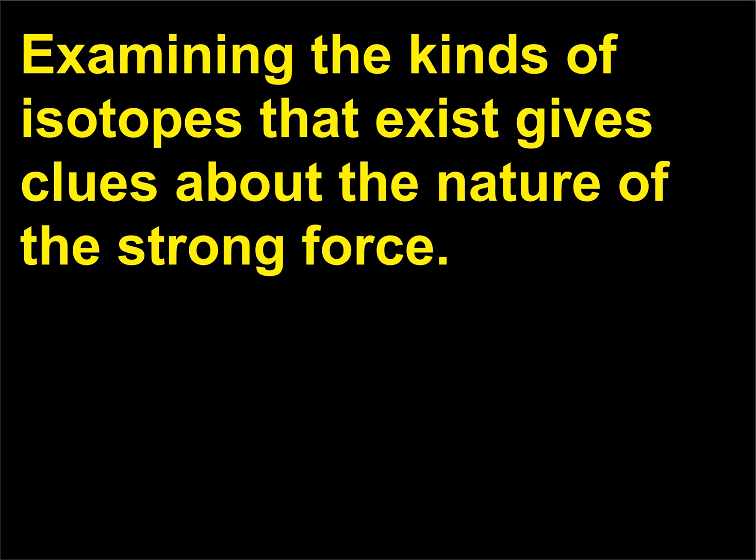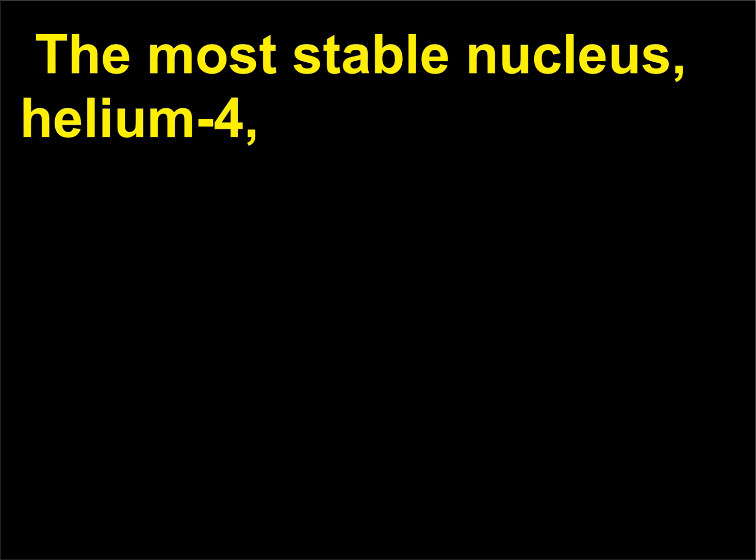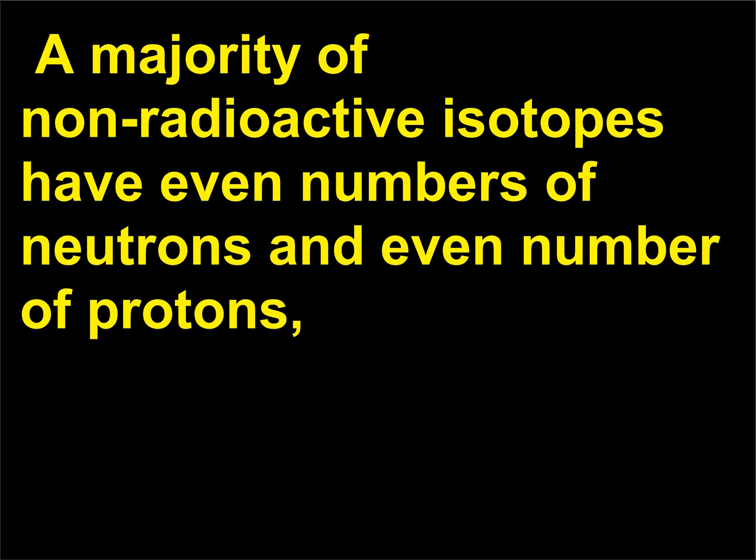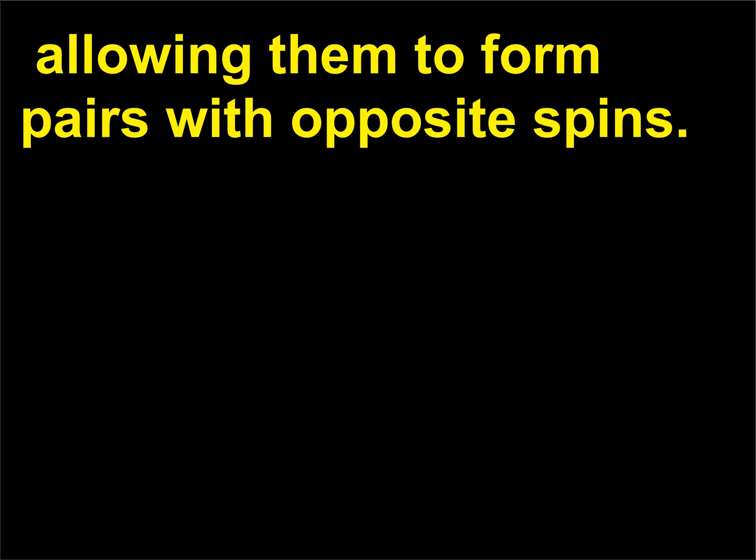Examining the kinds of isotopes that exist gives clues about the nature of the strong force. The most stable nucleus, helium-4, has 2 neutrons having spins in opposite directions and 2 protons also having spins in opposite directions. A majority of non-radioactive isotopes have even numbers of neutrons and even numbers of protons, allowing them to form pairs with opposite spins.